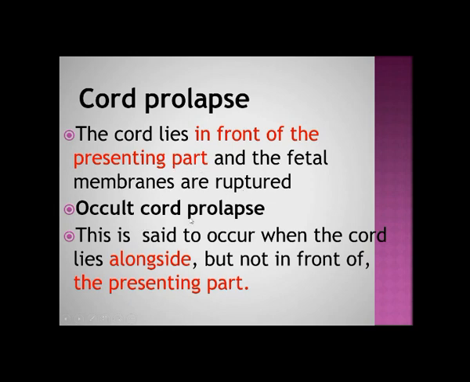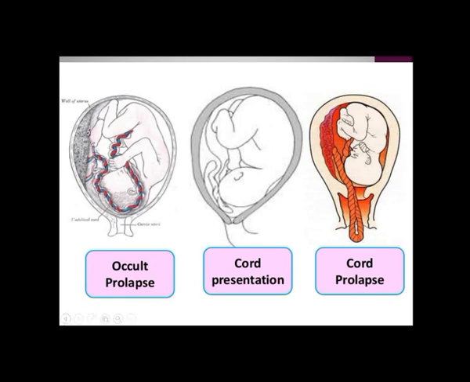Next is occult cord prolapse. Occult cord prolapse is said to occur when the cord lies alongside, that is the side of the presenting part, but not in front of the presenting part. If it lies in front of the presenting part and the membranes are intact, that is known as cord presentation. When the cord lies in front of the presenting part and the membranes are ruptured, that is known as cord prolapse. And when the cord lies alongside of the presenting part, that is known as occult cord prolapse. We can see these three with pictures.